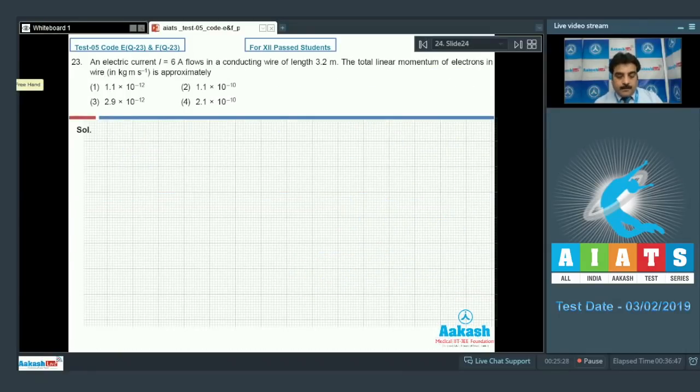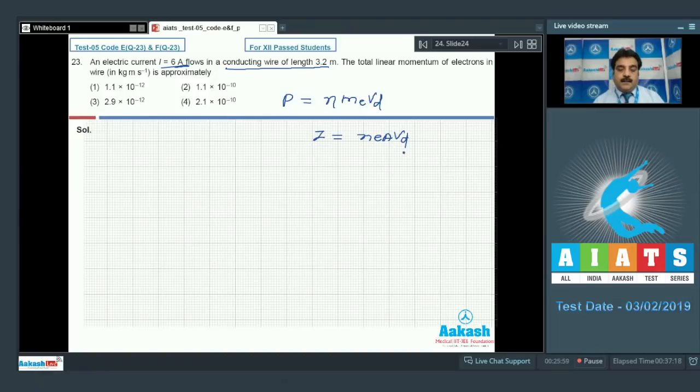In question number 23, an electric current of 6 ampere flows in a conducting wire of length 3.2 meter. The total linear momentum of the electrons in the wire is approximately. We know the total momentum means the mass of electron times drift velocity of electron, because the electron is moving with drift velocity. For total momentum, we can multiply it with N. And the current I is given by NEAVd, where A is the area of cross section and Vd is the drift velocity. So I am looking to find the total momentum.